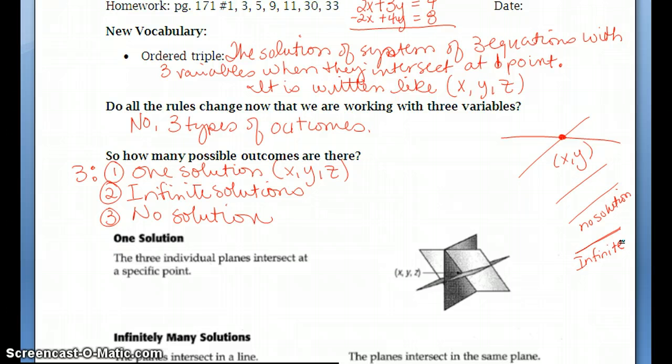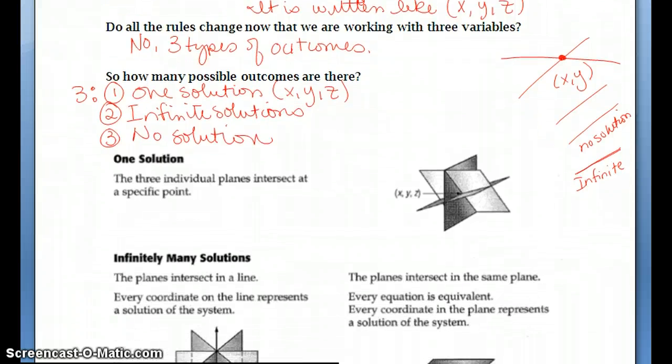Three equations and three variables are a little more 3D, in that now we're not looking at lines, we're looking at planes. Like if you think of a piece of paper, that flat piece of paper is what a plane might look like. And so there's three individual planes intersecting at a specific point to get one solution. So if you notice right here, these three planes are going to intersect at one point. So its answer would be x, y, and z.